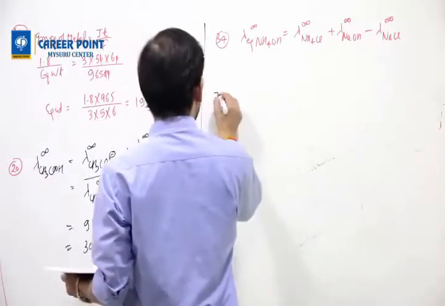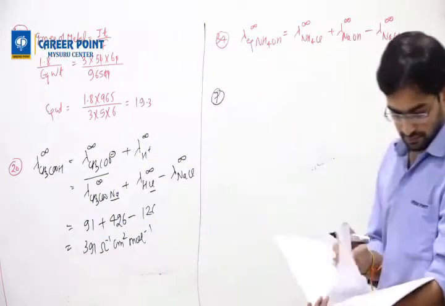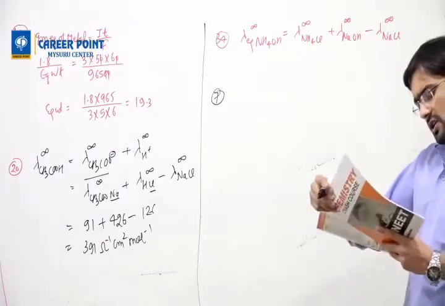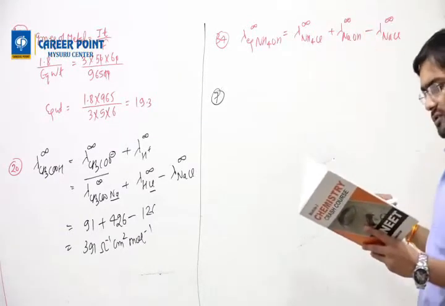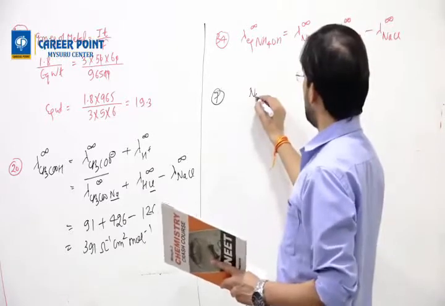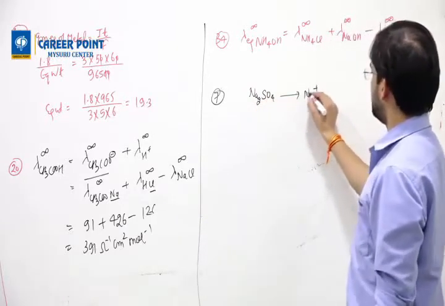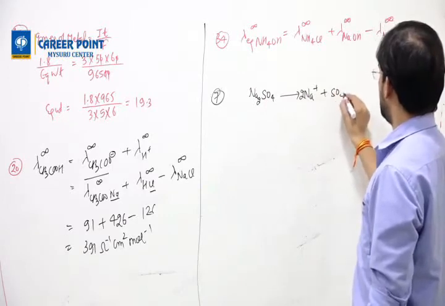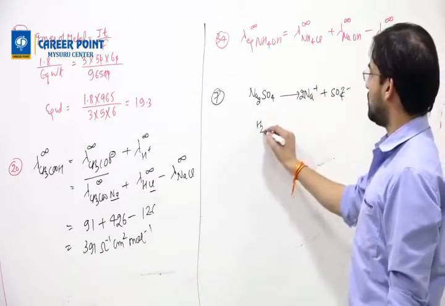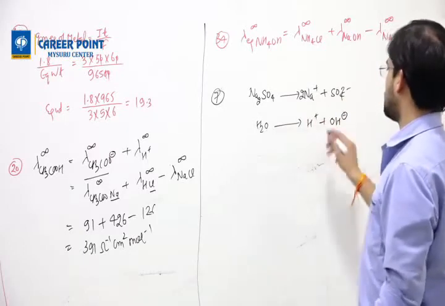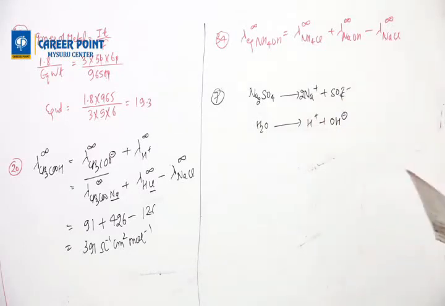Question number 7. A solution of Na2SO4 in water is electrolyzed using platinum electrode. The products at the cathode and anode are, okay. So you have Na2SO4, it will break into 2Na plus and SO4 2 minus, and there is water because it's an aqueous solution, so H plus and OH minus. Okay, understood now this case.